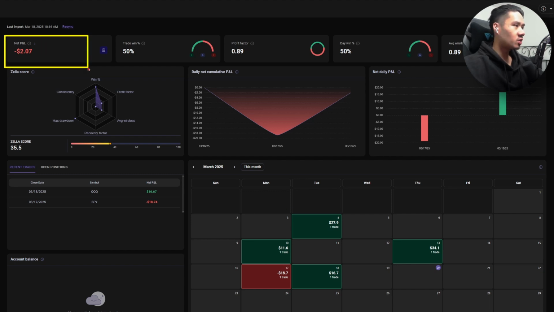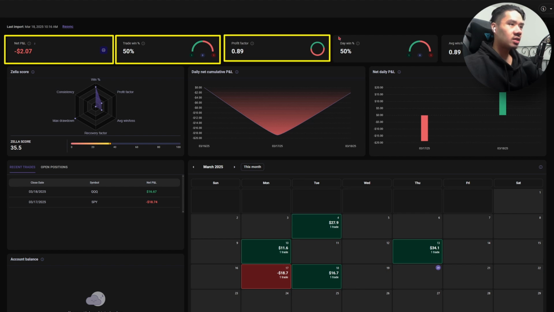My net P&L is slightly over $2. My trade win percentage is 50%. Profit factor is 0.89. Day win percentage is 50%. Average win to loss is 0.89.